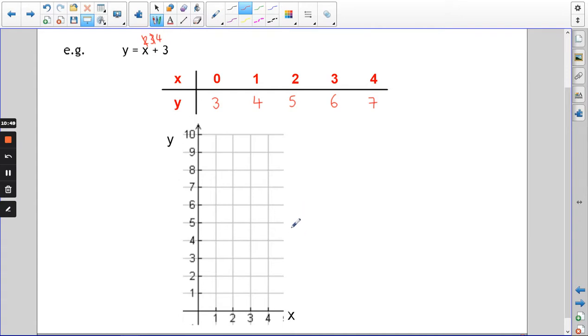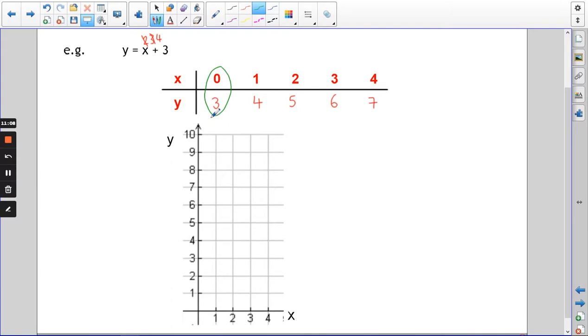Okay, so if you've printed out a sheet of these, then cut one and stick it in your book. Or if you haven't, then just draw out a set of axes like that. Okay, so it goes up to 4 on the X axis and it goes up to 10 on the Y axis. And what we do, we take each coordinate or each set of values.